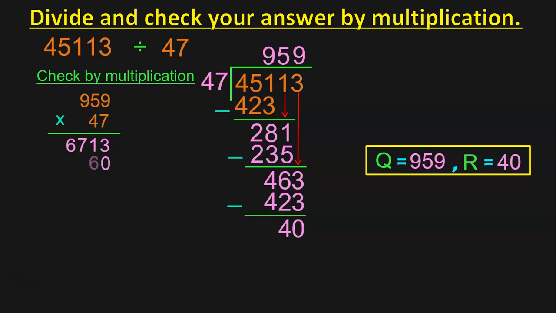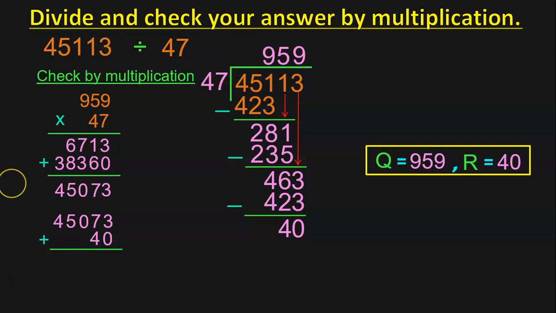4 nines are 36, 6 carry over 3. 4 fives are 20. 20 plus 3 is 23, 3 carry over 2. 9 fours are 36. 36 plus 2 is 38. Add these two products and you get the answer to be 45,073, which is not the dividend, right? So you'll have to add it with the remainder 40. Adding these two, you get the answer to be 45,113, which is the dividend. So the division that we have done is perfectly correct.